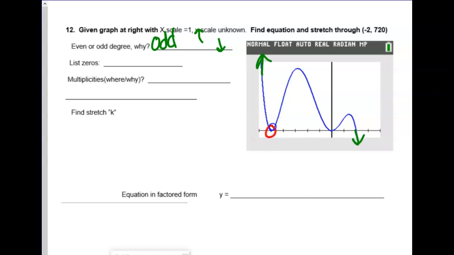List my zeros for me. I see 1, 2, 3 places where something happens around the x-axis. What are they? -5. We'll come back to the multiplicity in a second. 0, good. And 2. So those are the 3 places where something happens along the x-axis. And then where are the multiplicities at, Adam? Go ahead. All right, so multiplicity 2 at -5. And 0 has multiplicity 2.